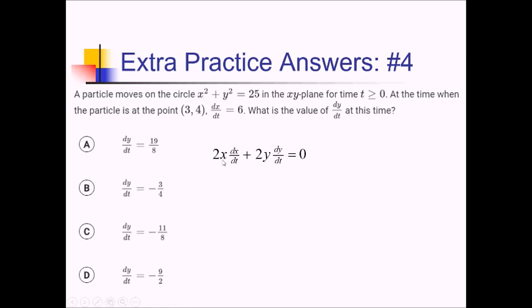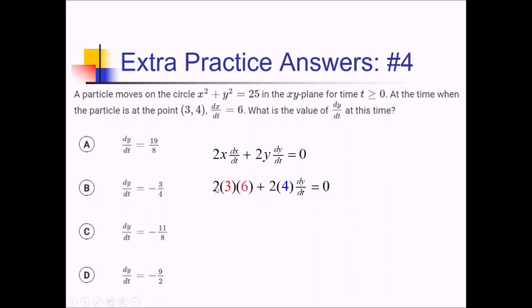So for x, we've got the x value of the point that they gave us for our particle. That would be 3. So we have 2 times 3 times dx/dt, which they came out and told us was 6, plus 2 times the y value, which is the 4 from this point, and dy/dt, that's what we're solving for, so that's just going to hang around. And that all still equals 0.